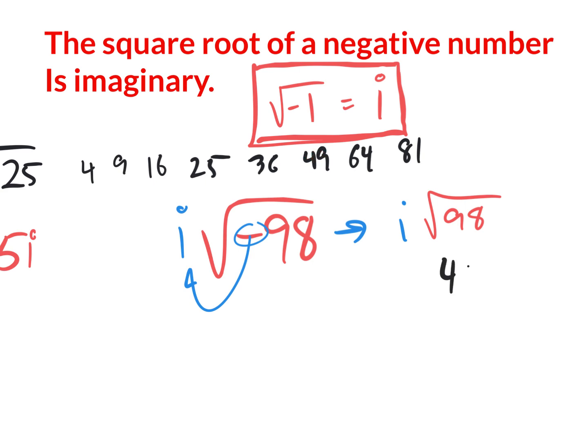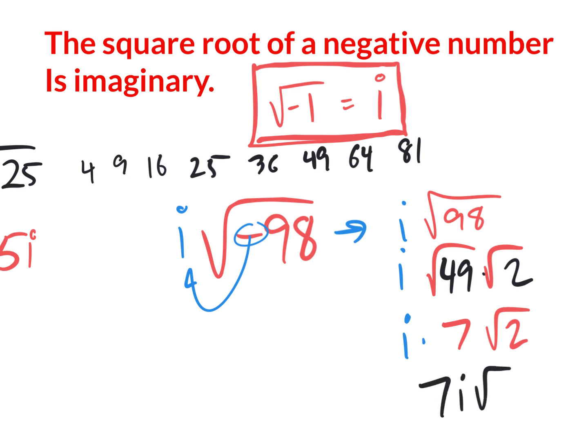So you would rewrite that as 49 times 2, split the root, bring down the I. So you really have I times square root of 49 is 7, and the square root of 2 will stay the square root of 2. So your final answer that you would type in is 7I square root of 2. I hope this makes sense.